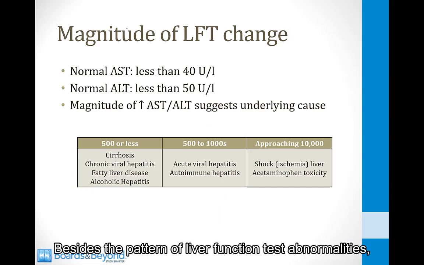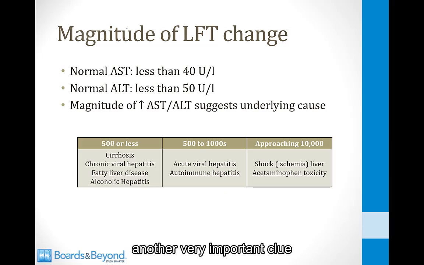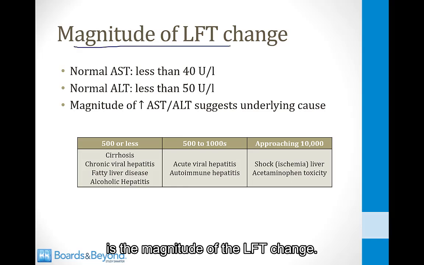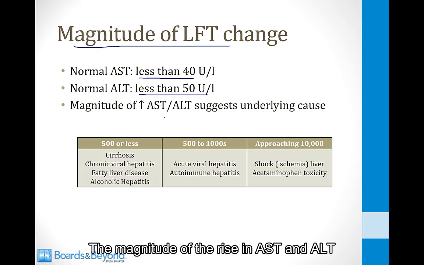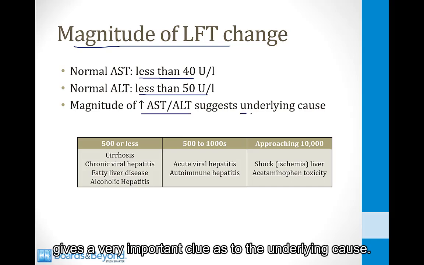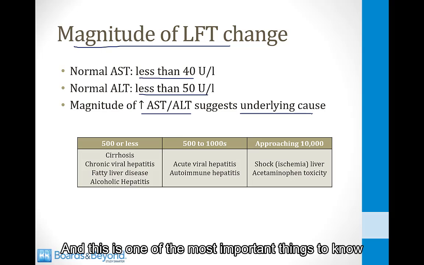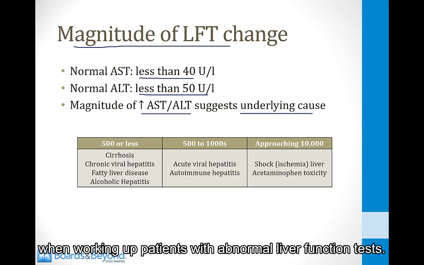Besides the pattern of liver function test abnormalities, another very important clue to the cause of LFT abnormalities is the magnitude of the LFT change. So a normal AST is less than 40 and a normal ALT is less than 50. The magnitude of the rise in AST and ALT gives a very important clue as to the underlying cause. And this is one of the most important things to know when working up patients with abnormal liver function tests.